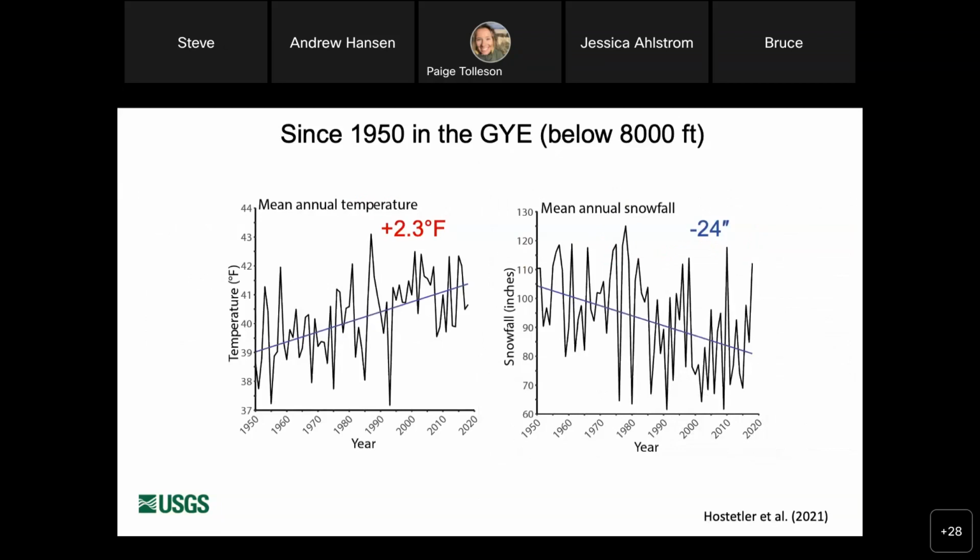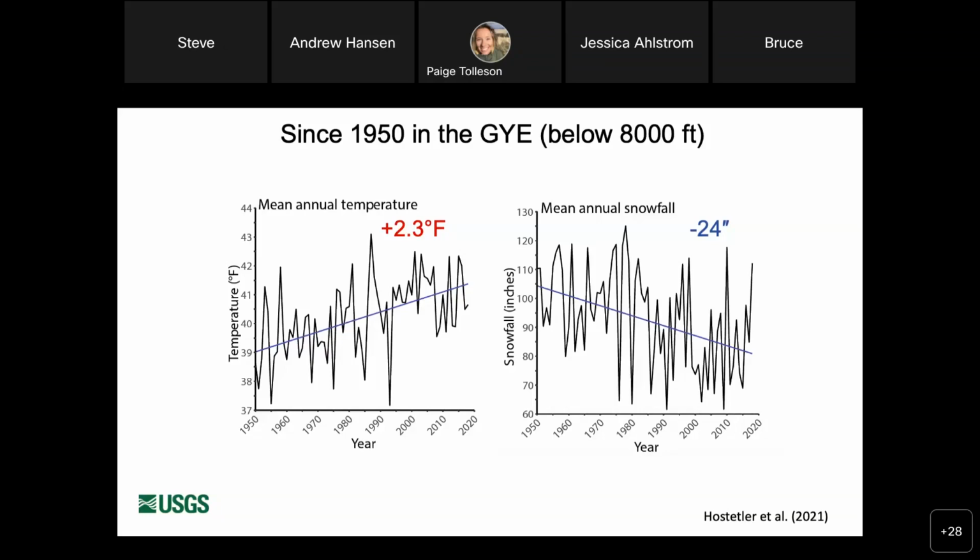These are taken from our climate assessment, and what I'm showing here is the observations show that since 1950, below 8,000 feet, the mean temperature has gone up about 2 degrees, 2.3 degrees. So the warming since 1950 has been pretty substantial below 8,000 feet.